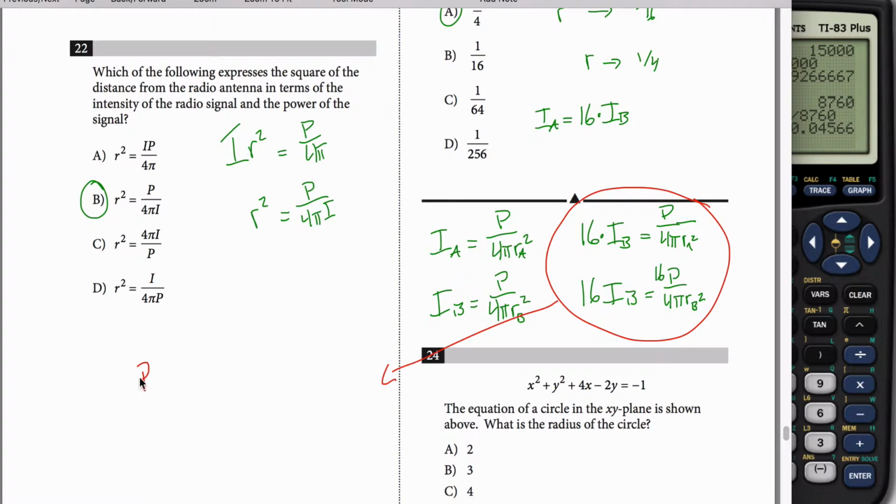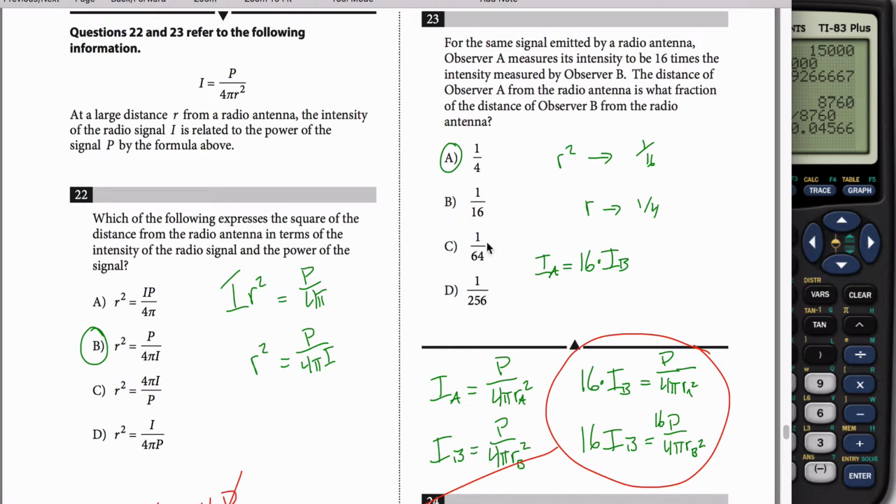So what I get is that P divided by 4 pi RA squared has got to be the same as 16 times P divided by 4 pi RB squared. Well, I could divide both sides by P and that would go away. I could multiply both sides by 4 pi and that would go away. So what I have is 1 over RA squared is the same as 16 over RB squared. And then you go through and read this one last time. The distance of observer A from the radio is what fraction of the distance of observer B from the radio?